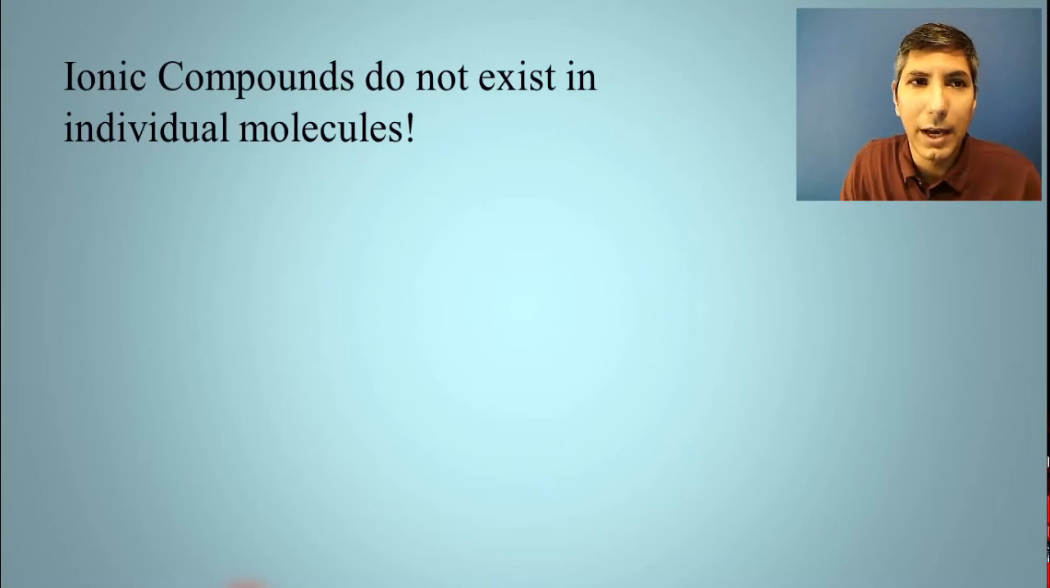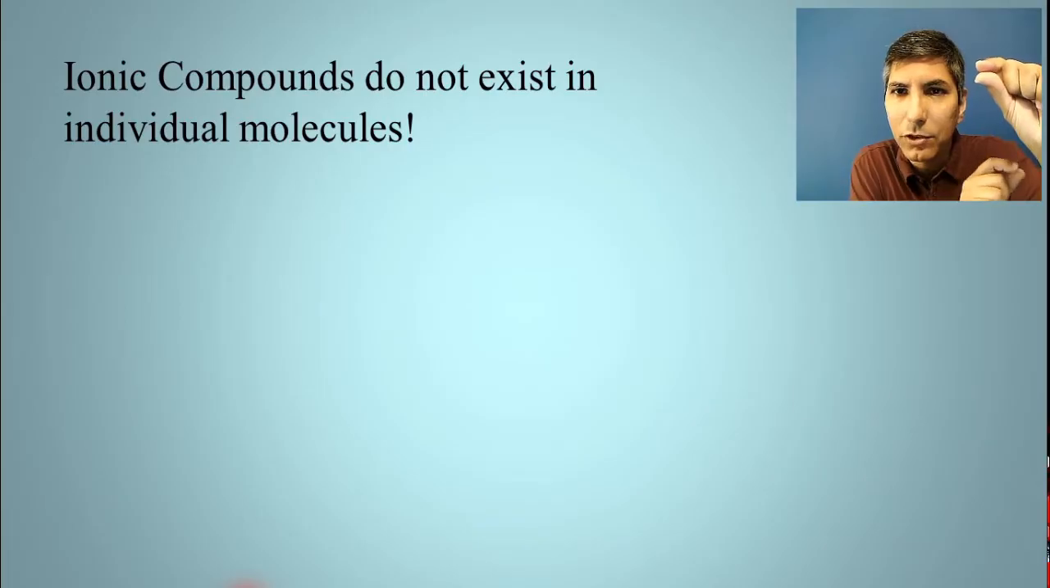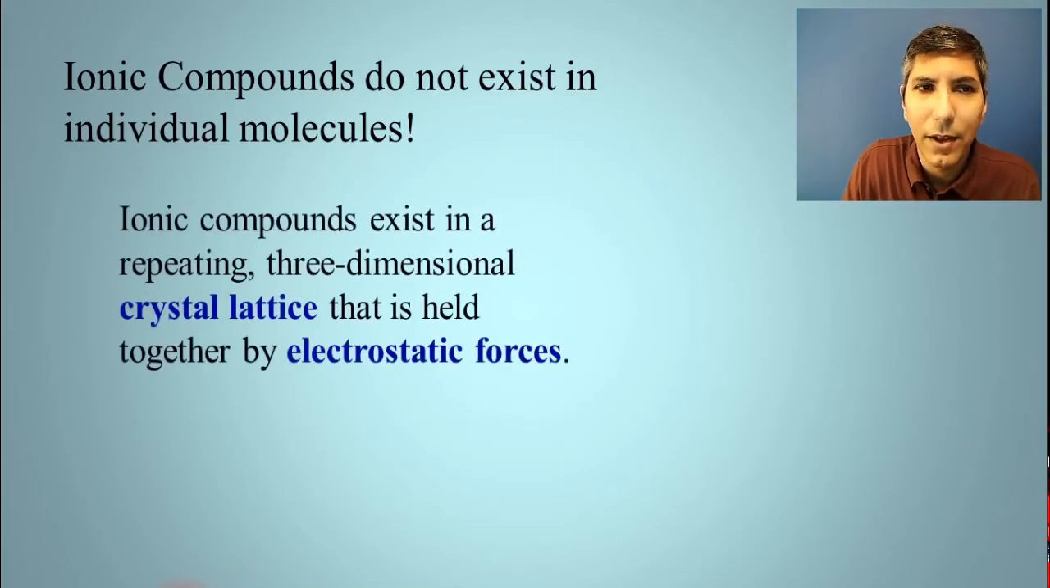Now, you need to realize that ionic compounds do not exist in individual molecules. It's not like water where there's an H2O floating around over here independently, and there's another H2O floating around independently over here, and then there's another one over here. That's not how it is with ionic compounds. Instead, they have that repeating three-dimensional crystal lattice. And that lattice, like we said earlier, is held together by electrostatic forces.